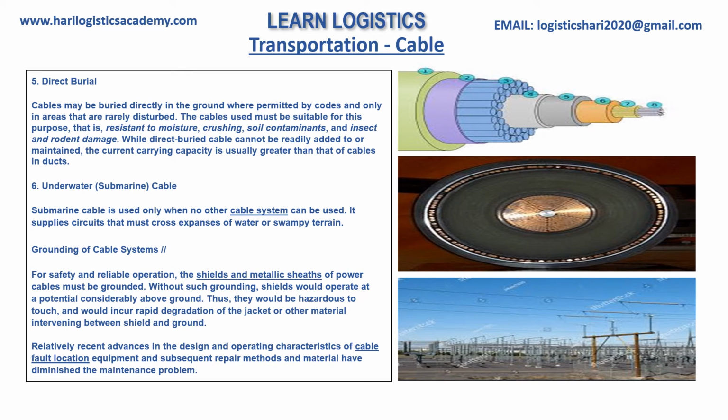Five is direct burial. Cables may be buried directly in the ground where permitted by codes and only in areas that are rarely disturbed. The cables used must be suitable for this purpose, that is resistant to moisture, crushing, soil contaminants and insect and rodent damage. While direct buried cable cannot be readily added to or maintained, the current carrying capacity is usually greater than that of cables in ducts.